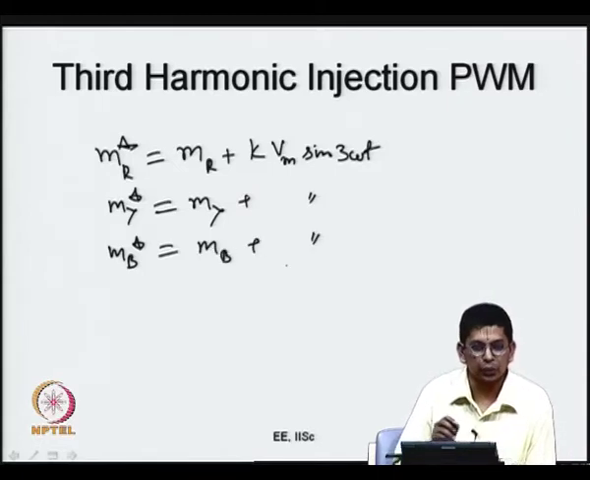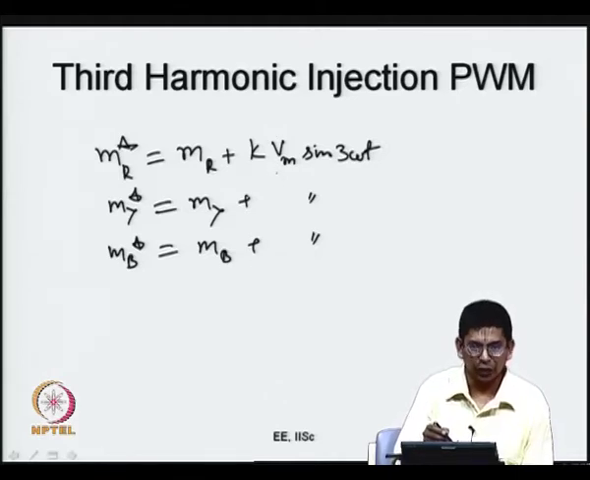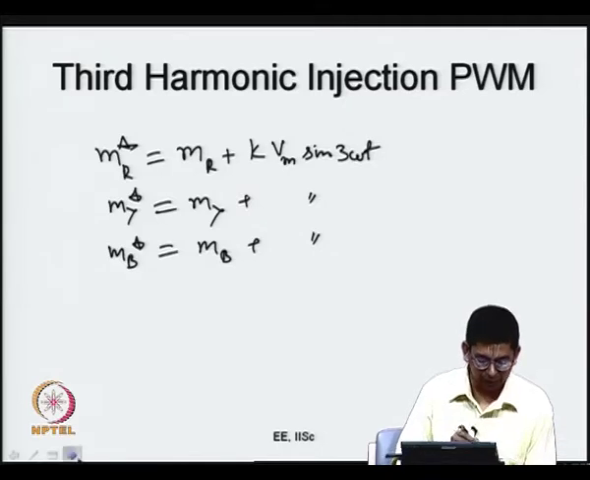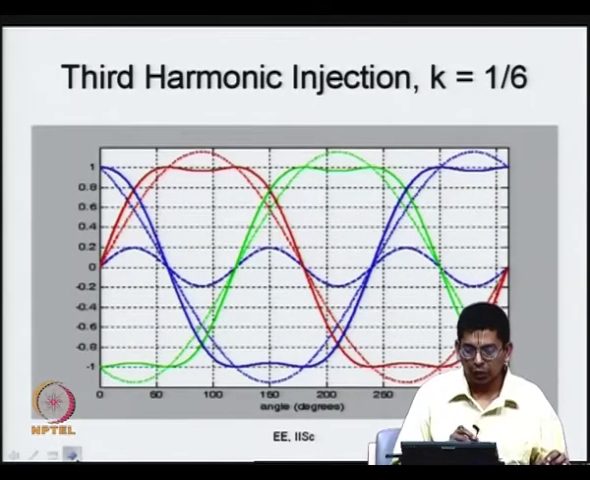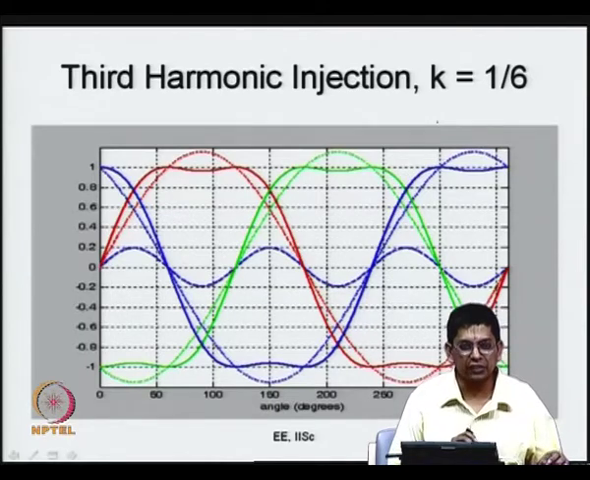Now this is what you do, and this K is a constant, or it can be varied. K is a small number, you can take it as 0.15 or whatever. K equals 1/6 is what would give you the best DC bus utilization. That is good to produce a high amount of AC voltage with whatever DC you give. That is something we will discuss a little while later. So this is the third harmonic injection, that is K is equal to 1/6 now. I am showing it with K equals 1/6.